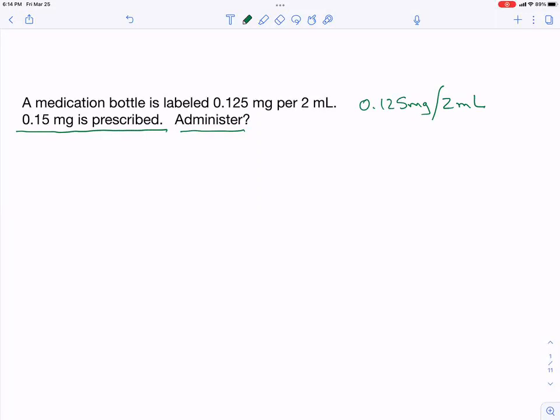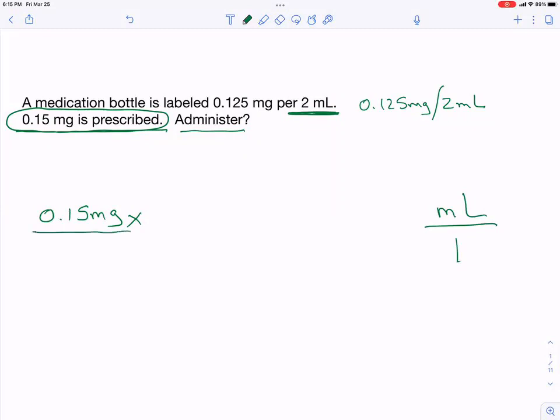So what is my given? The given is what is ordered, what is prescribed, and that's where I start: my given, 0.15 milligrams. What is my wanted? Well, it comes in a liquid, so my wanted is milliliters.